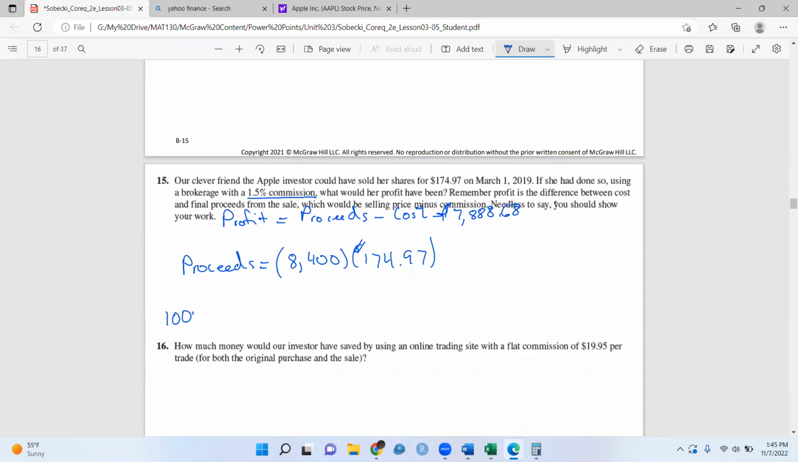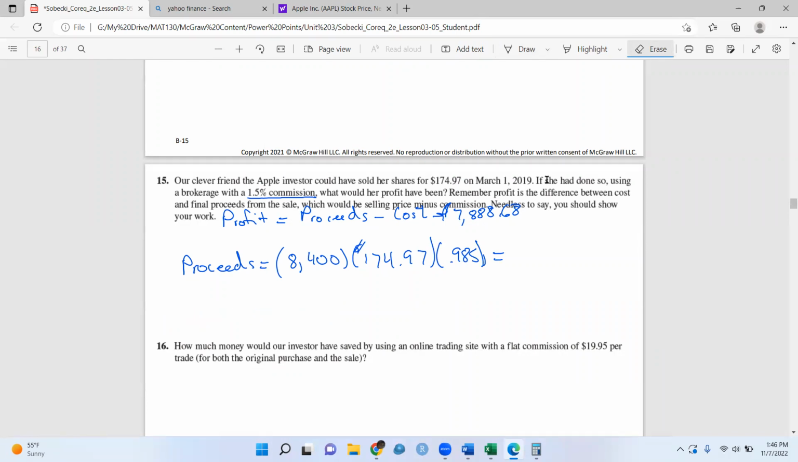So think of it this way. We take 100% of the proceeds and we subtract the 1.5% that we have to pay our broker, and we end up with 98.5% of the proceeds being ours, or the investors'. So if I multiply this by 0.985, we get the exact amount of money that goes into our bank account. We get the proceeds.